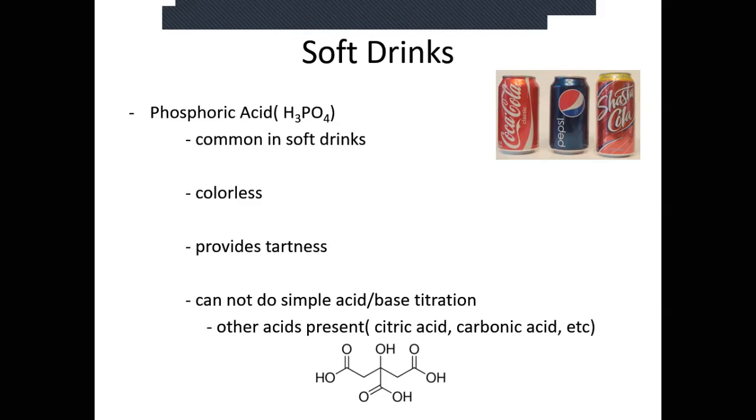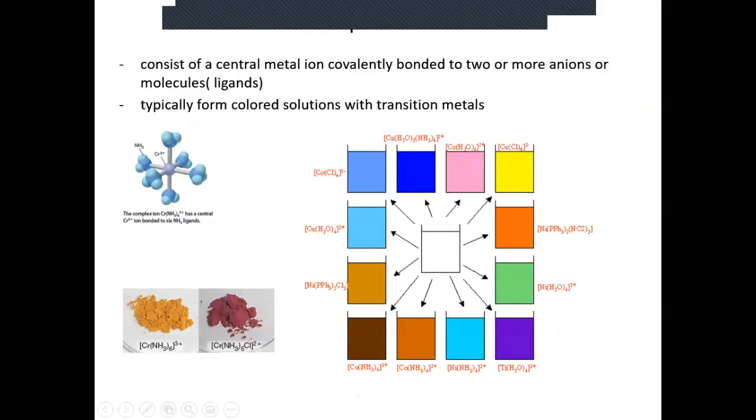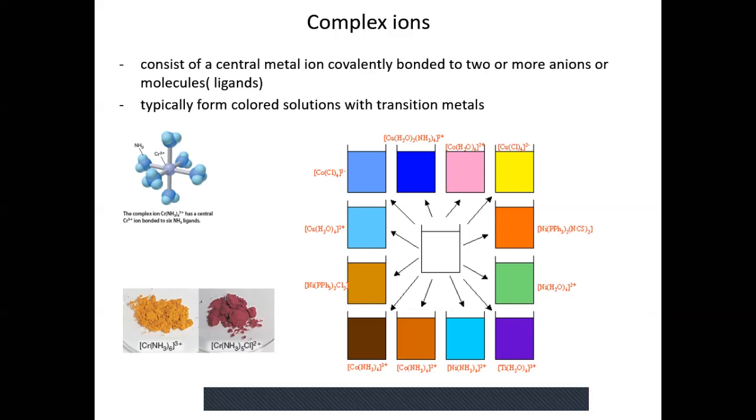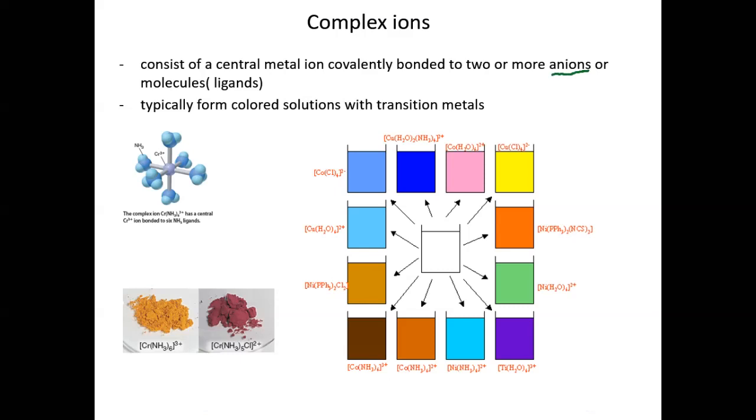Let's just recap on transition metal complexes. As we learned in experiment 5 with the saccharinate, a complex ion or transition metal complex is when we have a central metal ion that's positively charged and it's covalently bonded, or coordinating, to 2 or more anions or molecules, which are ligands. So ligands can be anions or molecules.